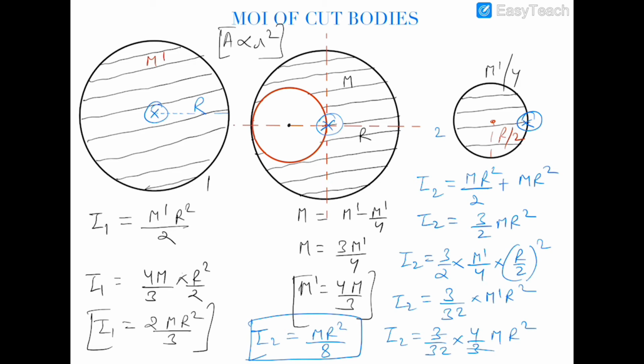So if 3 is formed, this is 3. If 3 is formed by removing 2 from 1, then the moment of inertia of this object 3 about the same axis would be I3 equals I1 minus I2.